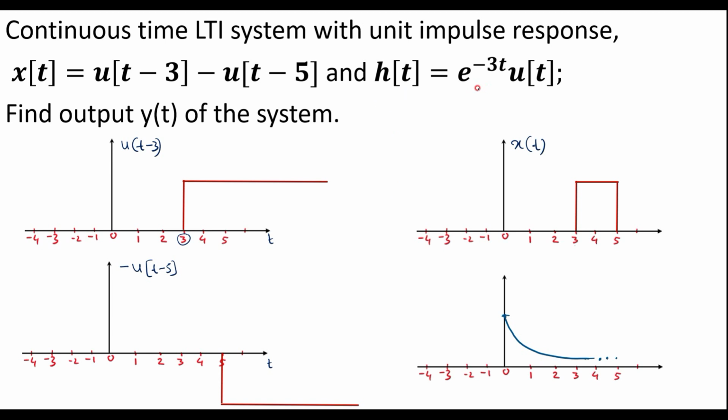H of t is equal to e power minus 3t u of t. E power minus 3t is nothing but exponential signal, that is a decaying exponential signal. When it is multiplied with u of t, we'll get the exponential signal for t greater than or equal to 0. Let this be h of t and its value is e power minus 3t. And we know that at t equal to 0, its magnitude is 1. Now we'll try to find the convolution integral between x of t and h of t.